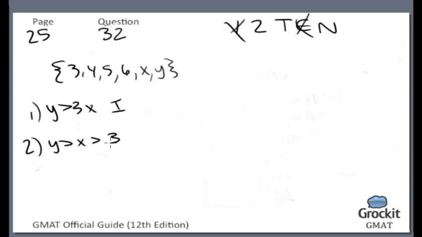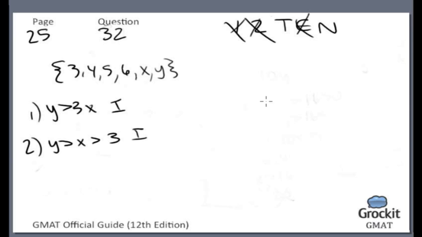If y is 5, the range of the set is not greater than 9. If y is 5 million, the range of the set is absolutely greater than 9. So without putting any kind of boundaries on the values here, we actually still don't have sufficiency. Insufficient for us to tell anything.